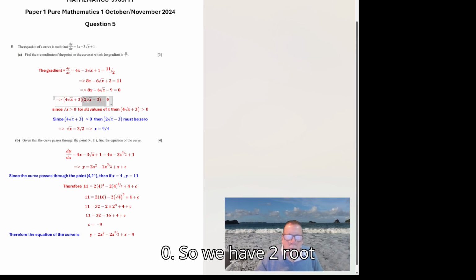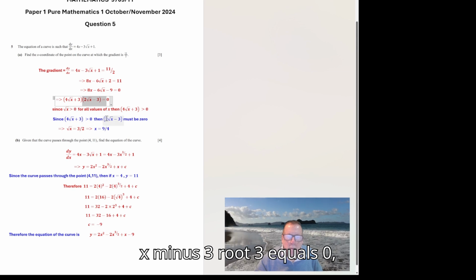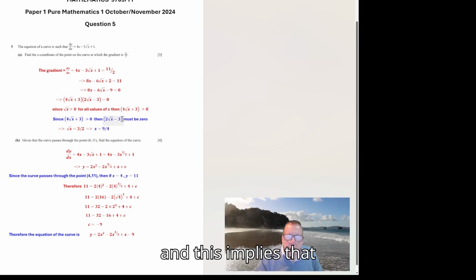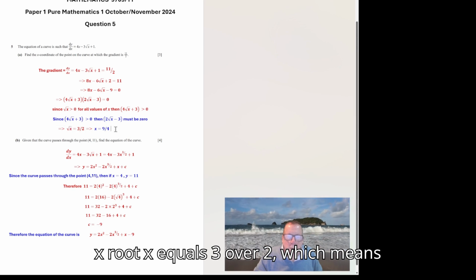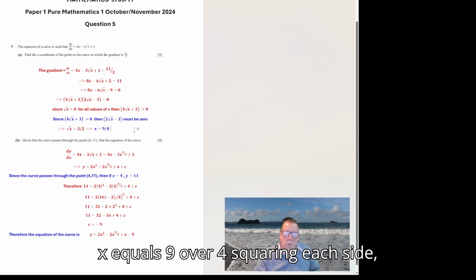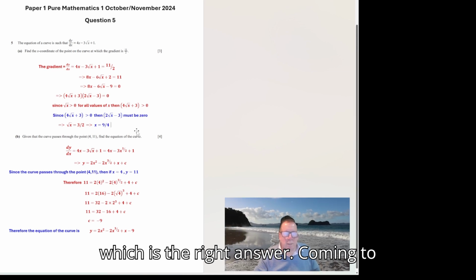So we have 2 root x minus root 3 equals 0, and this implies that root x equals 3 over 2, which means x equals 9 over 4, squaring each side, which is the right answer.